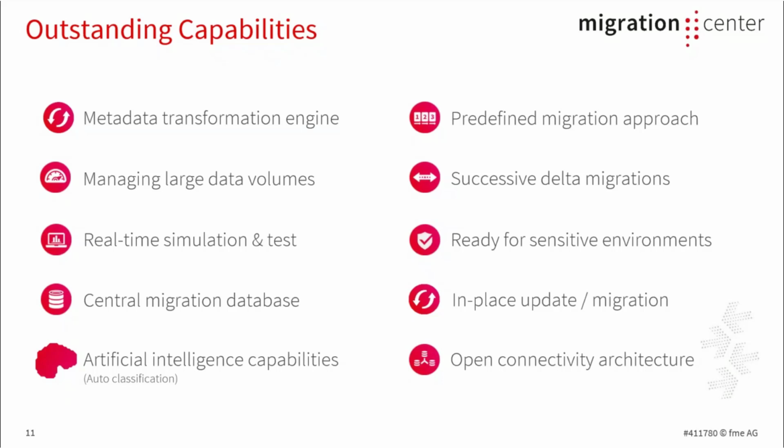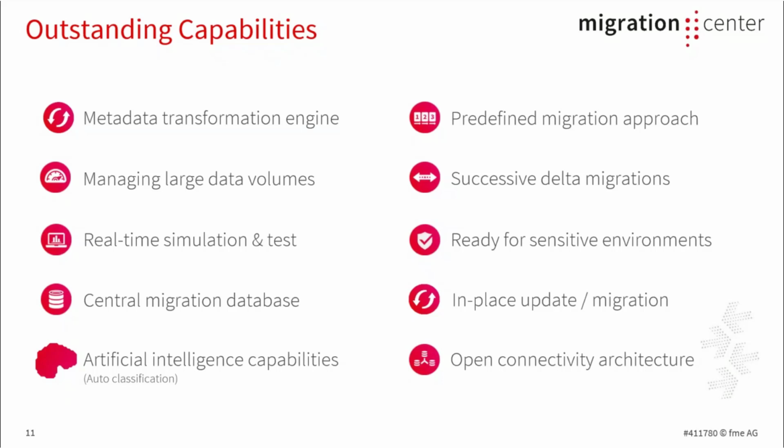Last but not least, there are two parts left. First of all, we have a new capability, an auto classification capability based on artificial intelligence. It's a supervised learning algorithm which allows you to create new metadata, new context, based on the content itself. You can give Migration Center a set of training documents, and Migration Center will automatically learn how to tag or set the attributes for different kinds of documents.